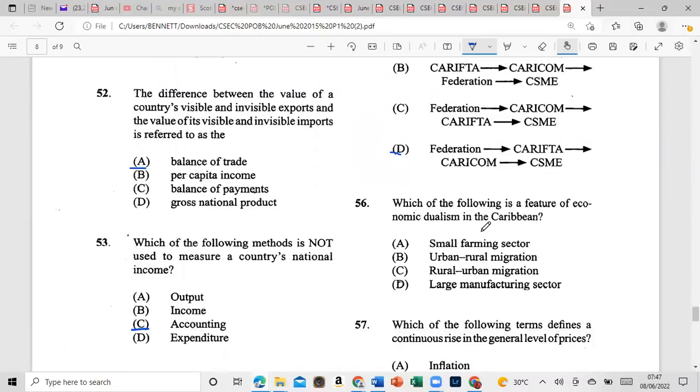All right, let's move on to 56. Which of the following is a feature of economic dualism in the Caribbean? A, small farming sector. B, urban-rural migration. C, rural-urban migration. Or is it D, large manufacturing sector? And that is C, rural-urban migration.